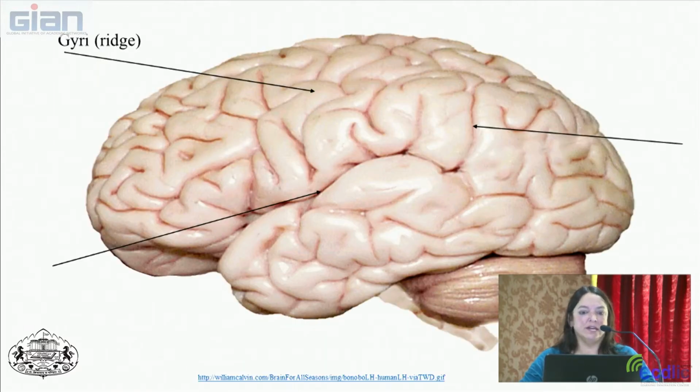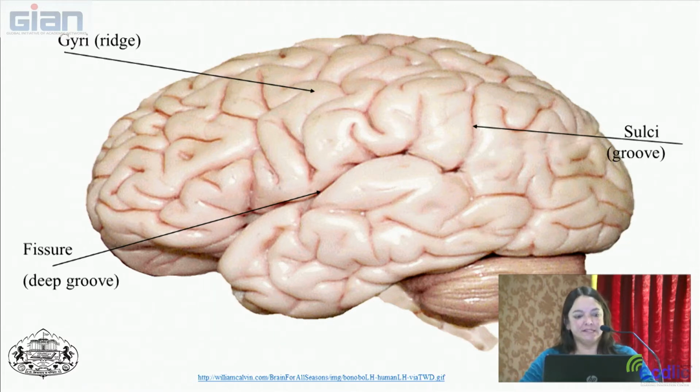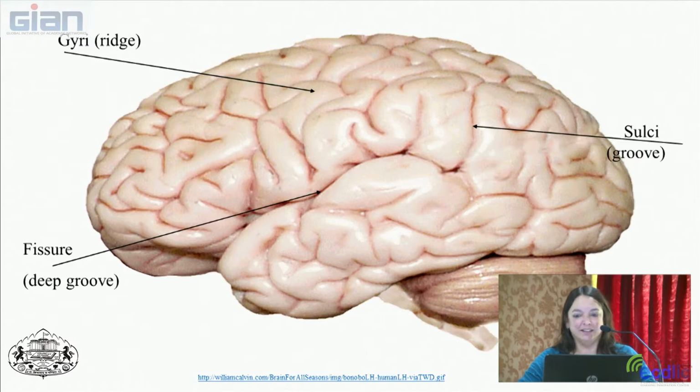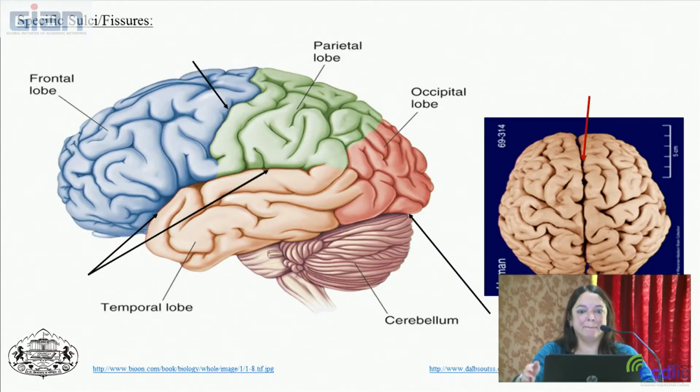Okay. So again, the gyri are the ridged portions, sorry, and the sulci are the grooves in between. And this is an example of a fissure here. Oops. Did everybody see that? Okay. So we'll talk a little more about each of the lobes, but right now we're going to focus on the divisions between the lobes.